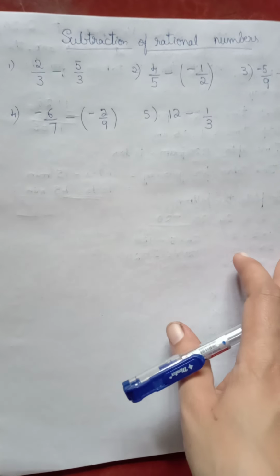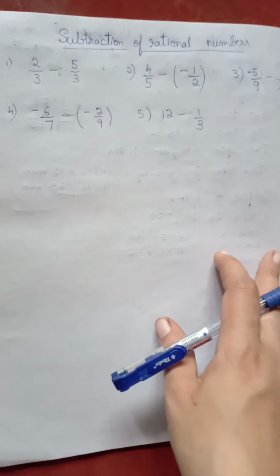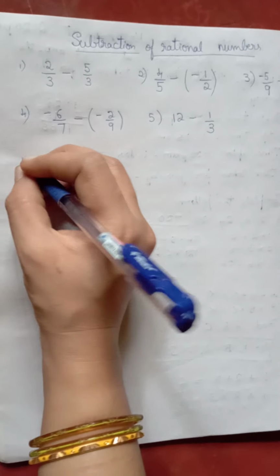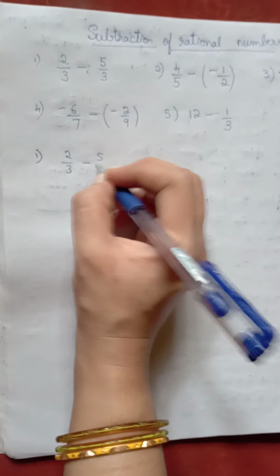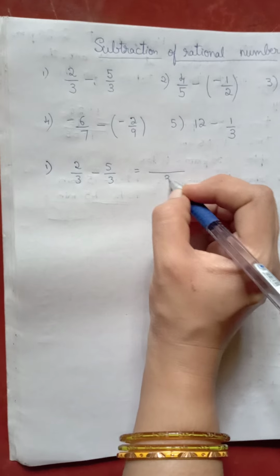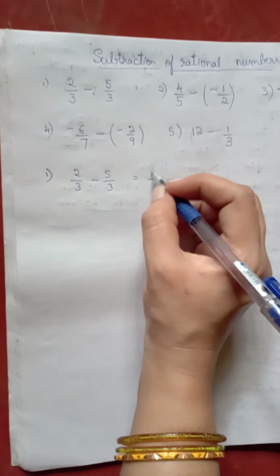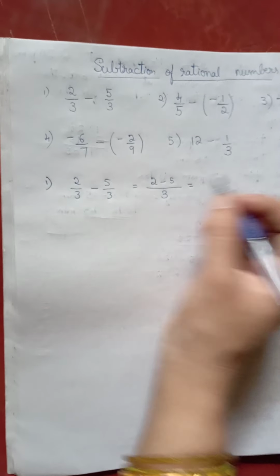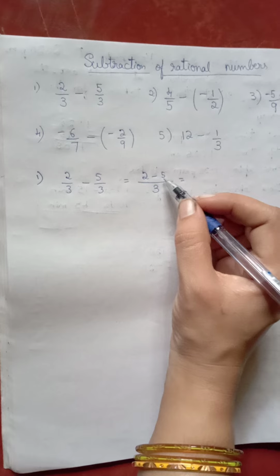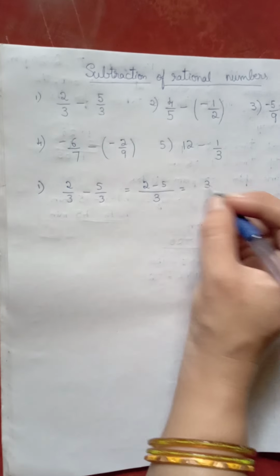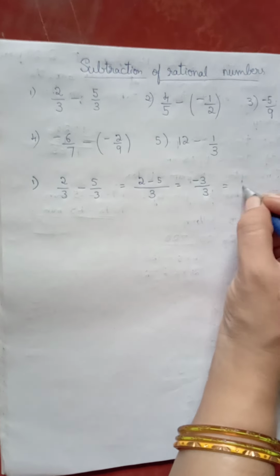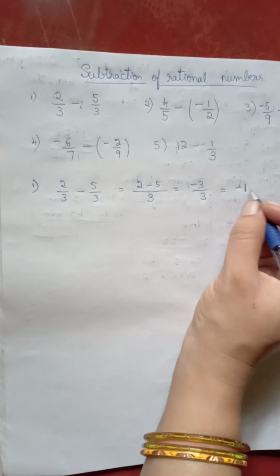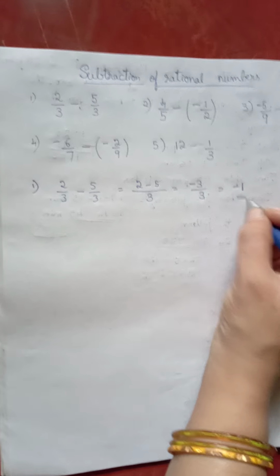Friends, today let us learn subtraction of rational numbers with a few examples. Let us take the first question given here: 2 by 3 minus 5 by 3. Both these terms, 2 by 3 and 5 by 3, have a common denominator. So write the denominator 3 and subtract the numerators, 2 minus 5. So 2 minus 5 is, you can write as 5 minus 2 is 3, and the larger number 5 has the negative symbol, so minus 3 by 3, which is equal to minus 1. 3 by 3 is 1, put the minus symbol, minus 1.